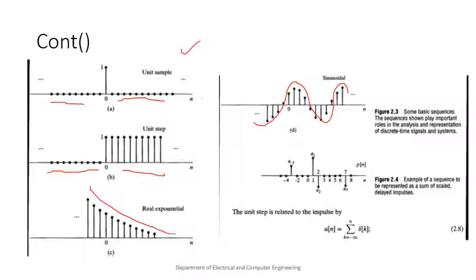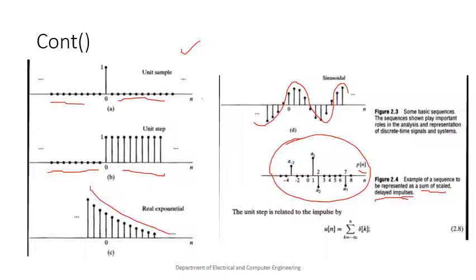So this is a sampled sinusoidal, and this is just an example of a sequence to be represented as a sum of scaled, delayed impulses. This is some random signal. We can represent it with the help of a sum of scaled delayed impulses. I'm going to talk about how you can represent this p of n using impulses. We know there is an impulse at -3, at 1, at 2, and at 7.